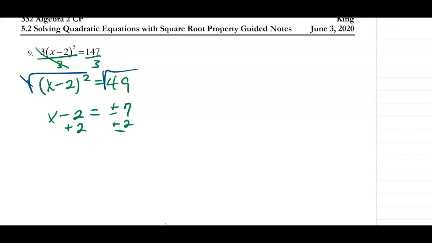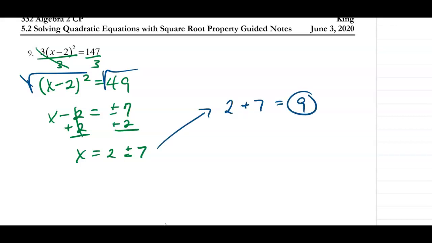Add 2 to each side. We get x equals 2 plus or minus 7. And you guys know what to do now. Go over the top. We get 2 plus 7, which is 9. There's a solution. Go underneath. 2 minus 7, we get negative 5.